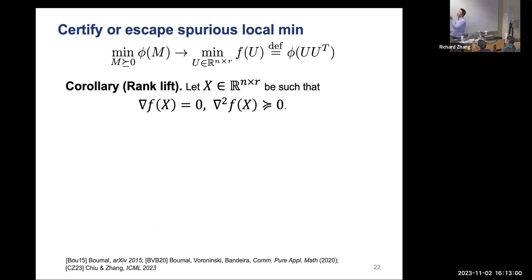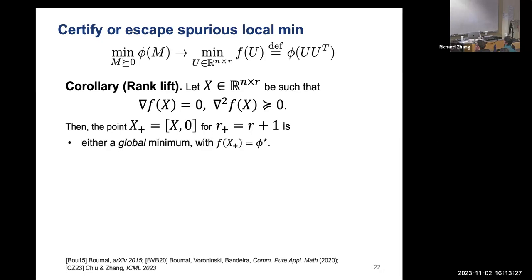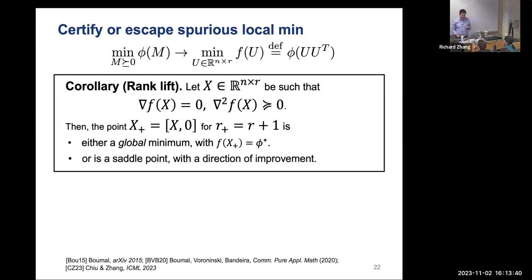For some R, I find a second-order point. I can use many algorithms to find a second-order point: zero gradient, positive semi-definite curvature. Then I'm going to add a column of zeros, which also increases the rank. X plus is trivially rank deficient because I made it rank deficient. If this point still satisfies these two conditions, then it's globally optimal. If it doesn't, it turns out it has to satisfy the first condition but might not satisfy the second condition. If it doesn't, then it's a saddle point, and you can use the Hessian to escape.